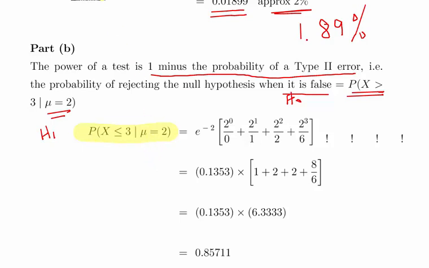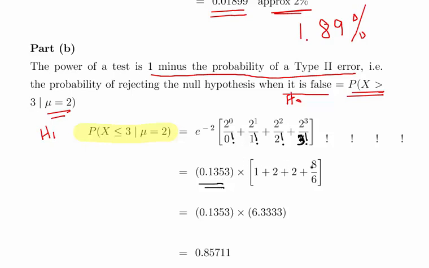Now we're doing the same sort of calculation again, just in this case we're dealing with e to the minus 2. We calculate 2 to the power of 0 over 0 factorial plus 2 to the power of 1 over 1 factorial plus 2 squared over 2 factorial plus 2 to the power of 3 over 3 factorial. e to the minus 2 gives us 0.1353.